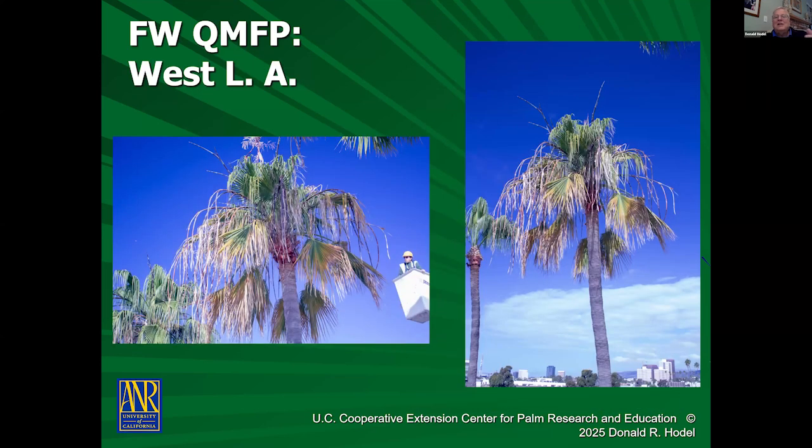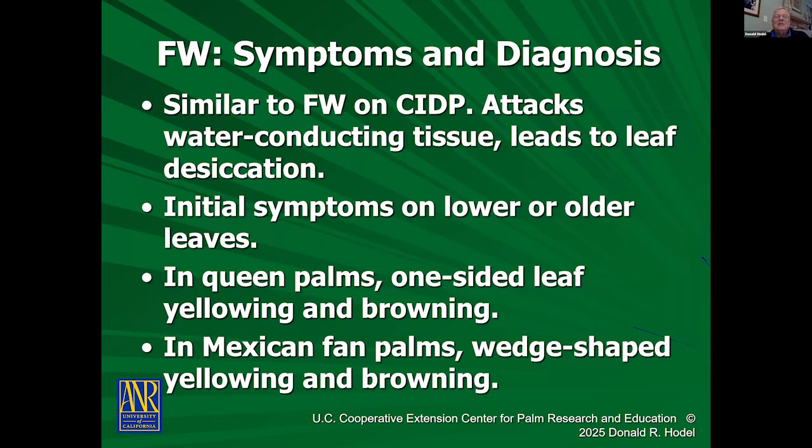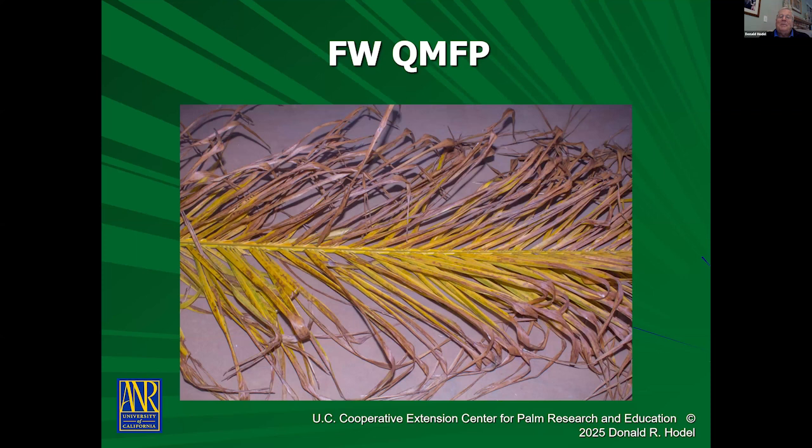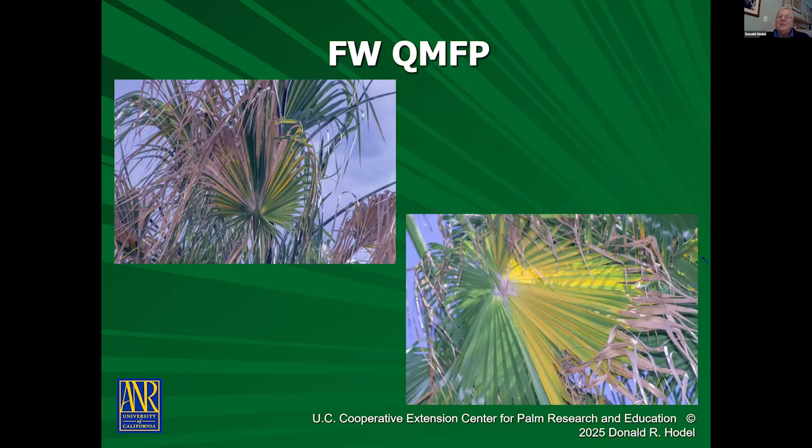Mexican fans again. Typically in the lower leaves, you see symptoms first, and you have these wedge-shaped, pie-shaped brown areas in the leaf. Then the leaf dies, and then it moves up higher in the canopy, and then the whole palm dies. So it's similar to the Fusarium wilt on Canary Island date palm. It attacks the water-conducting tissues. Initial symptoms are on lower or older leaves. In queen palms, one-sided leaf yellowing and browning. In Mexican fan palms, wedge-shaped yellowing and browning. Here's queen palm, and this is on Mexican fan palm.